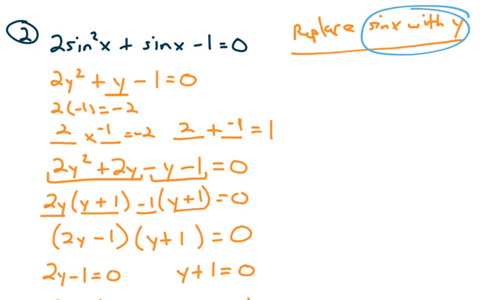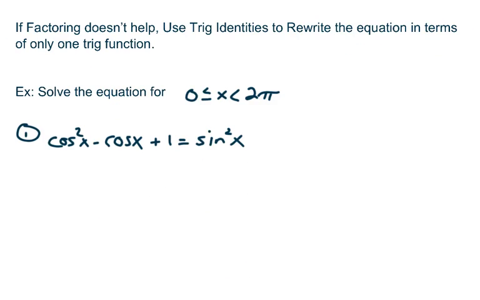Sometimes you might have to do some factoring by grouping and some substitution in terms of just making things a little simpler, going from sine squared and sine to y squared and y, just to maybe make it more recognizable in terms of something you might have seen before. Sometimes, though, factoring won't work. And what we can do when factoring doesn't work is to use trig identities to rewrite the equation in terms of only one trig function.